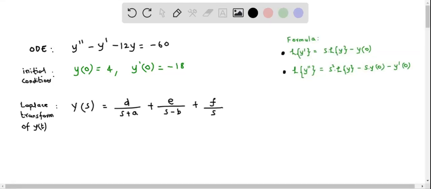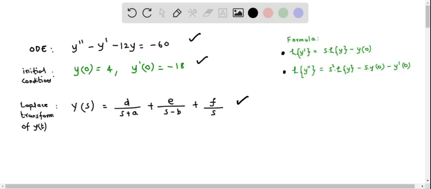We are given this second order differential equation, that is y double prime minus y prime minus 12y equals negative 60, with initial conditions y of 0 equals 4, y prime of 0 equals negative 18. And we are also given the Laplace transform of y of t, that is Y of s equals D over s plus A plus E over s minus B plus F over s. And we have to determine the constants A, B, D, E, and F.